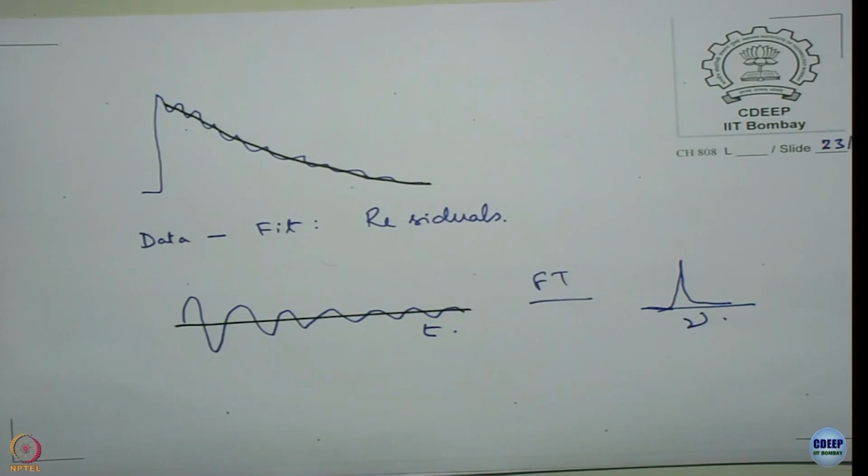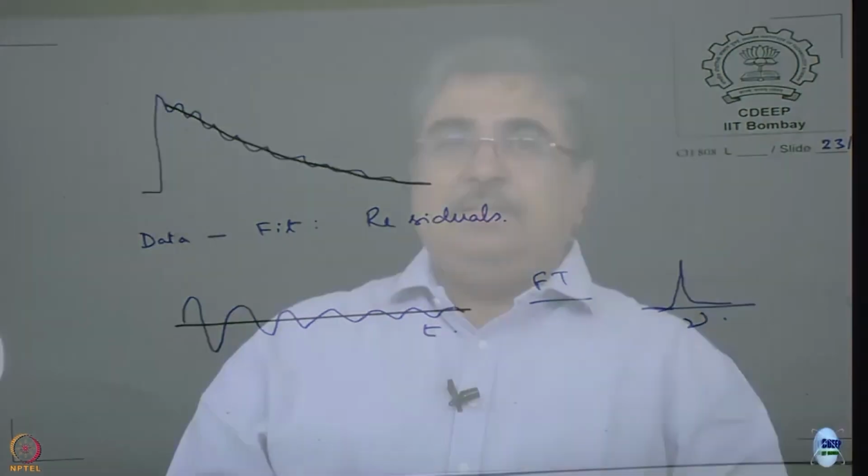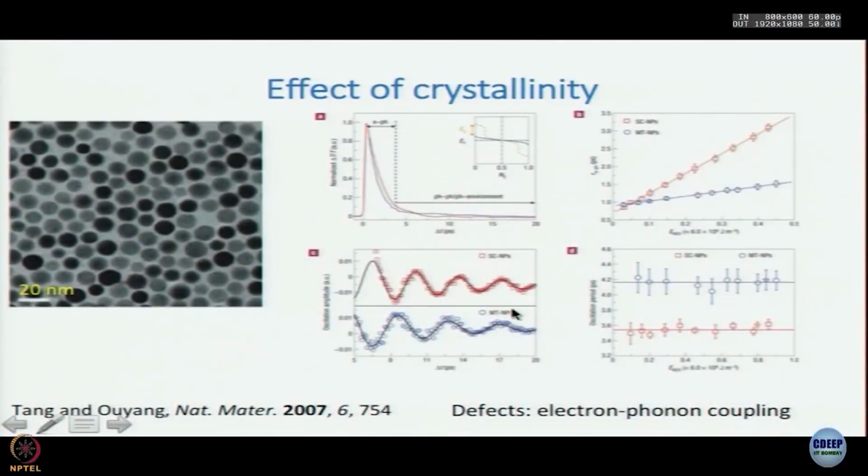Give a fit to whatever number of exponentials is required, look at the residuals and Fourier transform the residuals to get the frequency domain data. From there work out the periodicity. So, that is essentially what they have done here. You can see this is for the black one is for single crystals, this one is for non-crystalline nanoparticles, and they have been able to work out the frequencies.